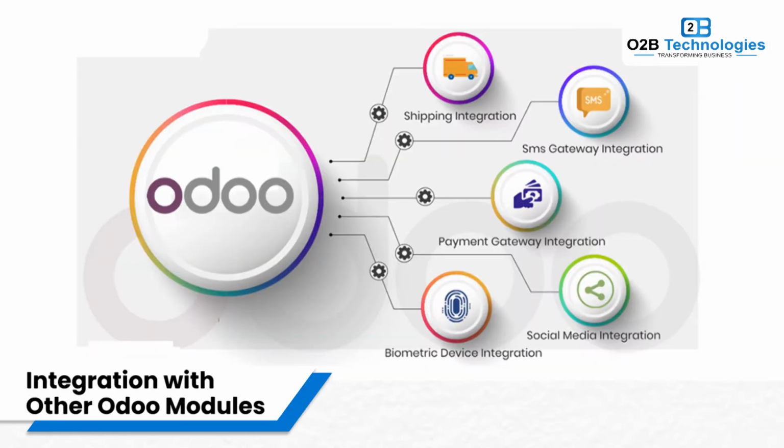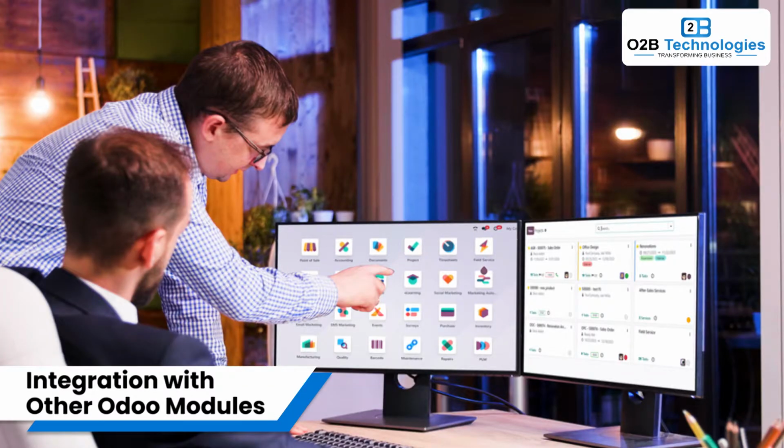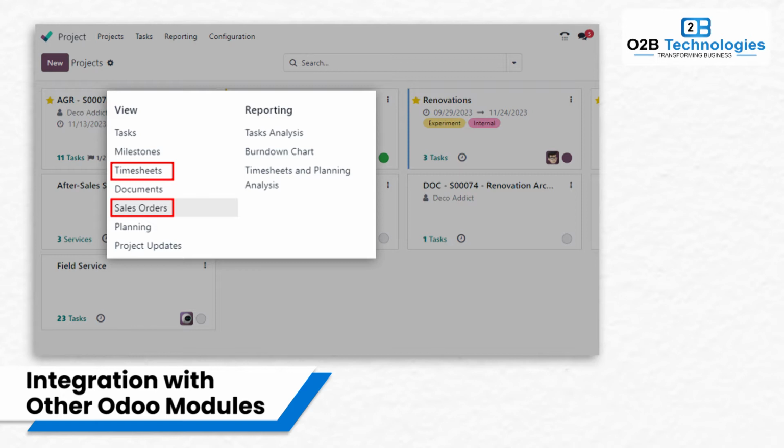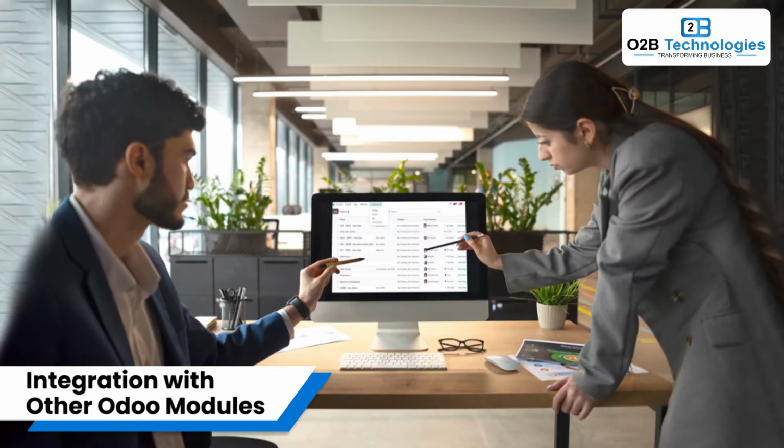Integration with other Odoo modules. Project management in Odoo is seamlessly integrated with other modules. For example, you can link projects to sales orders, timesheets, and invoices. This integration streamlines business processes and ensures data consistency.